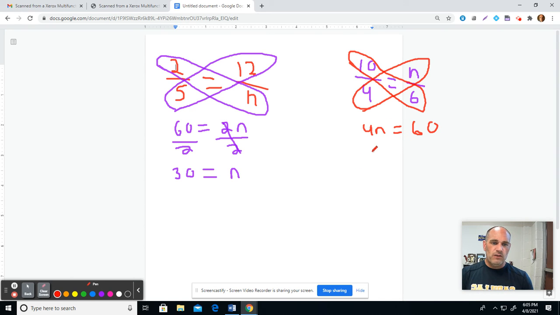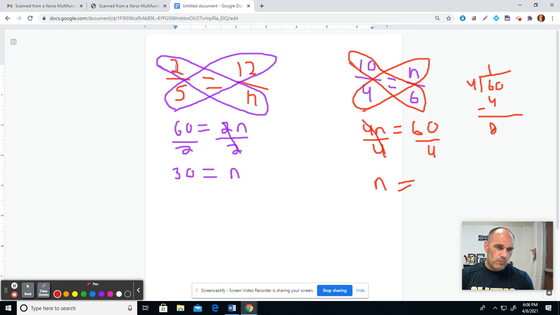So how do I solve multiplication equations? This is multiplication. I undo it by dividing, and I always divide by the number attached to the letter. On the left, 4 divided by 4 is 1, so I have 1n. 60 divided by 4, if you can't do that in your head, not a big deal. 4 goes into 6 once. 1 times 4 is 4. Subtract, I get 2. Drop down my 0. 4 goes into 20 five times, no remainder. So I know that 60 divided by 4 is 15. So n is going to be 15.